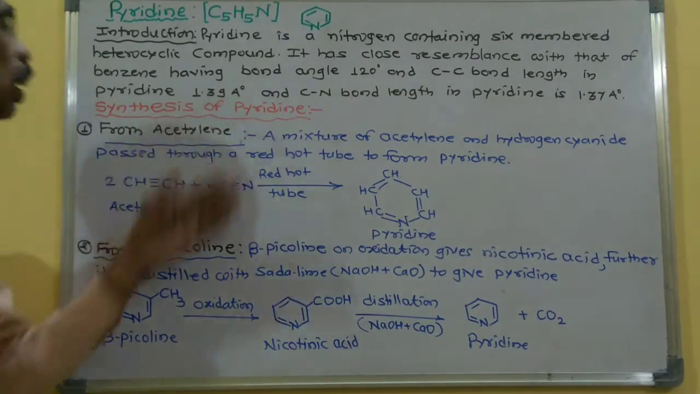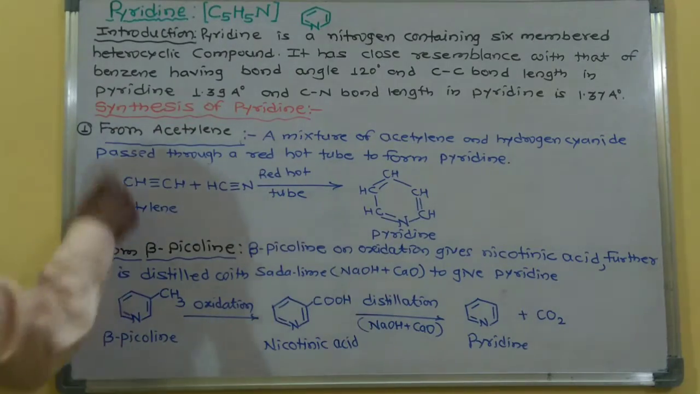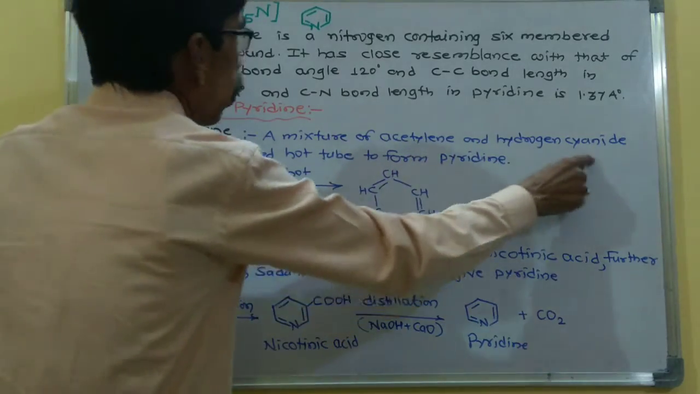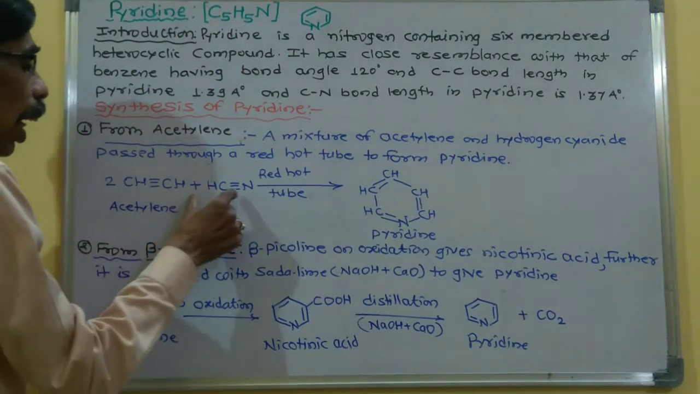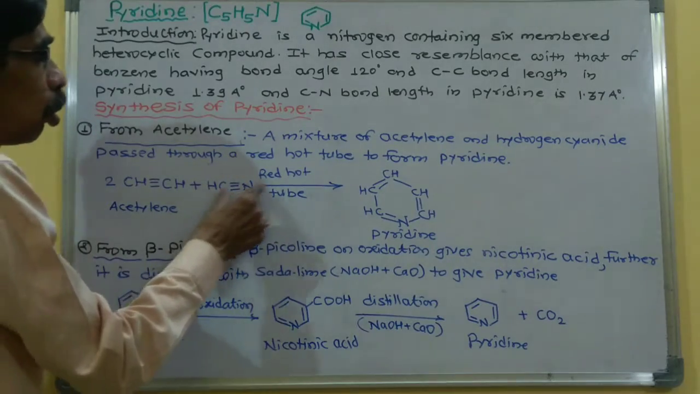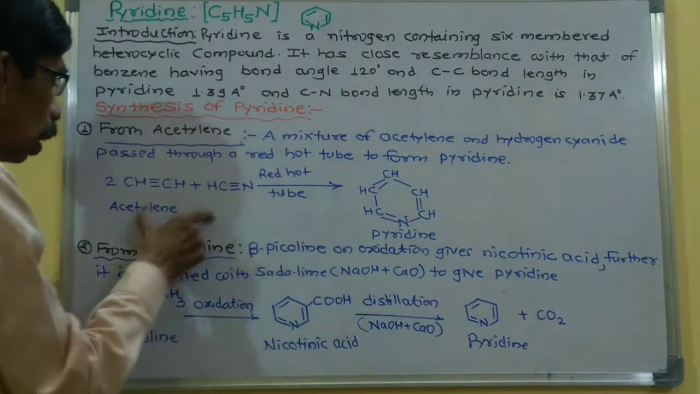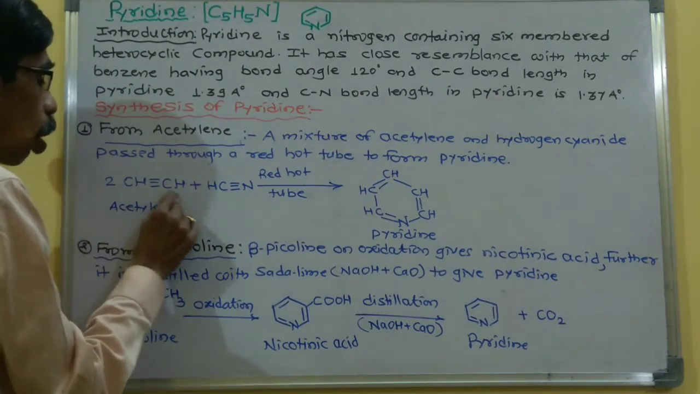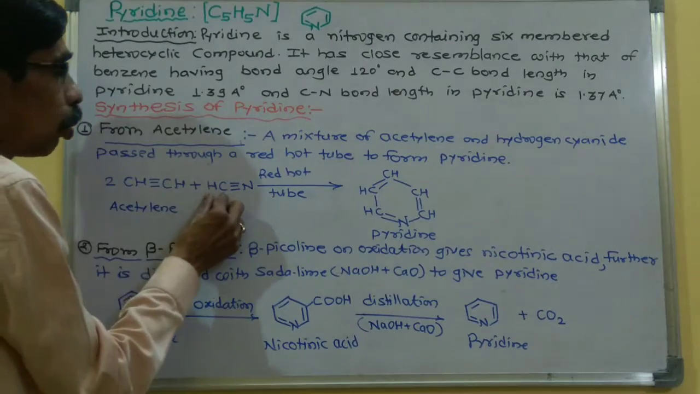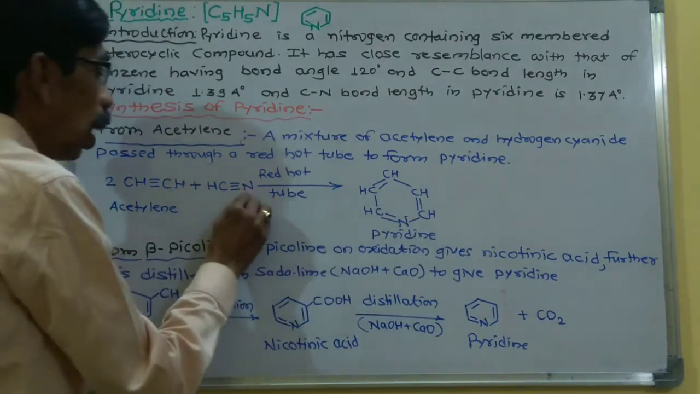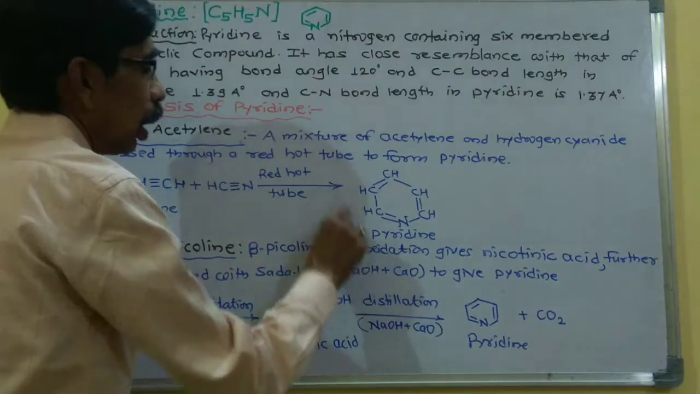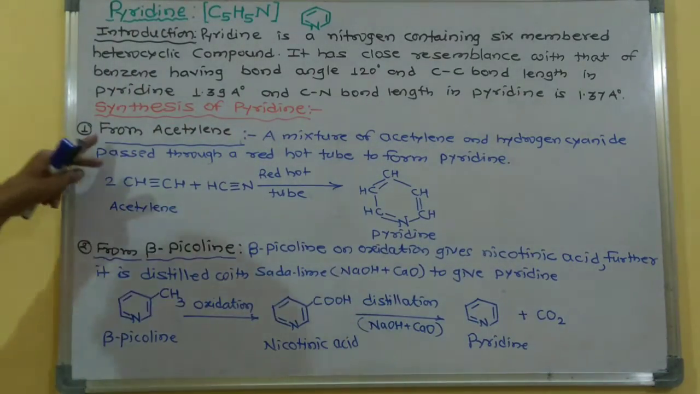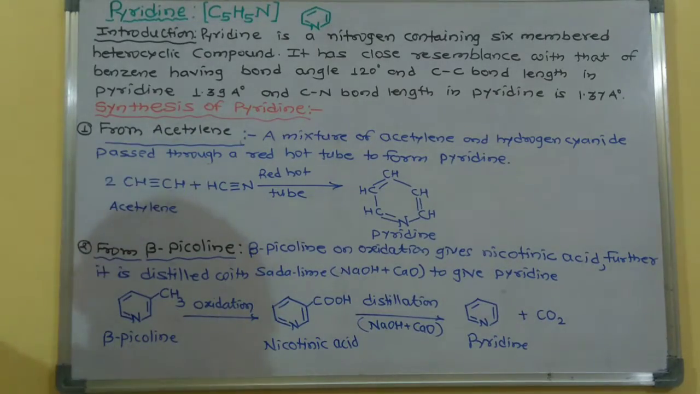Now the synthesis of pyridine. The first synthesis is from acetylene, where a mixture of acetylene and hydrogen cyanide is passed through a red hot tube to produce pyridine. Two molecules of acetylene give 4 CH, and with 1 CH from hydrogen cyanide, these are 5 CH and this 1 N. It undergoes cyclization to form pyridine. So this is the first synthesis from acetylene.